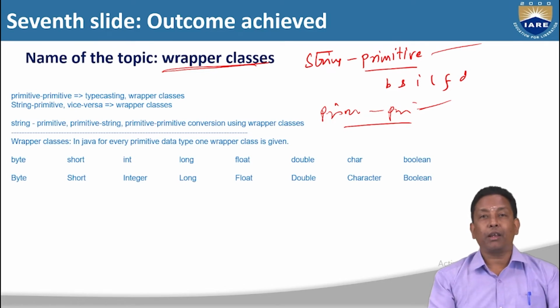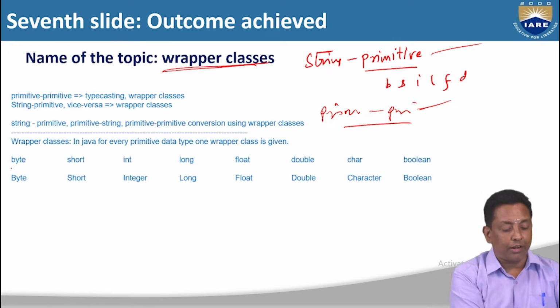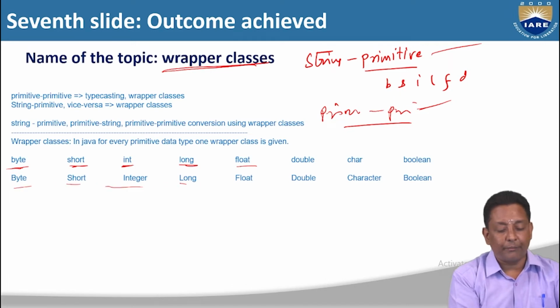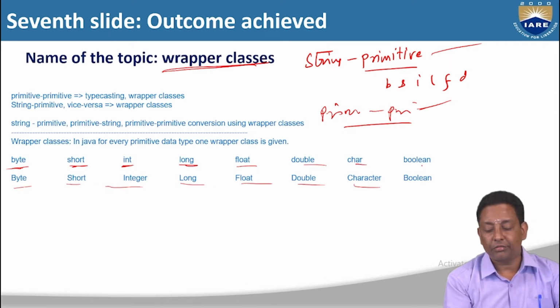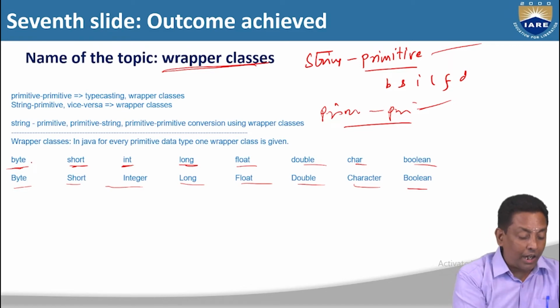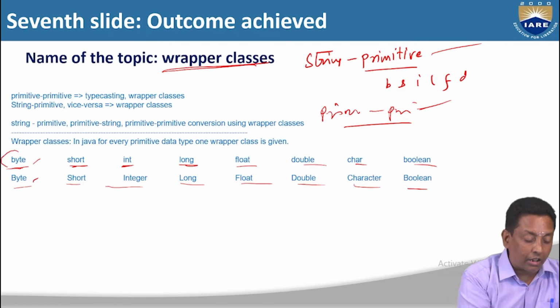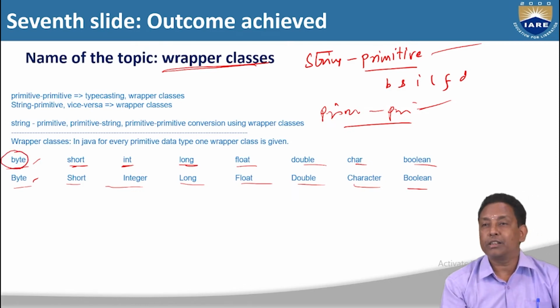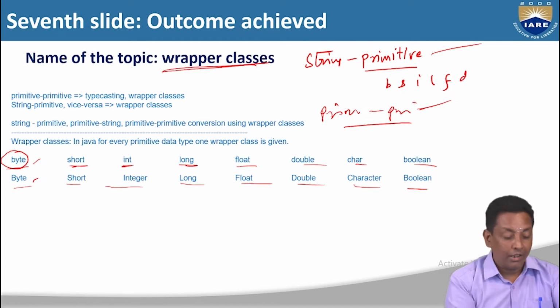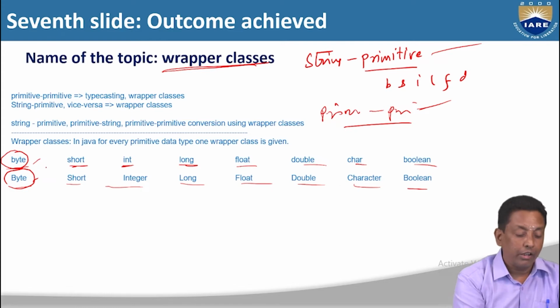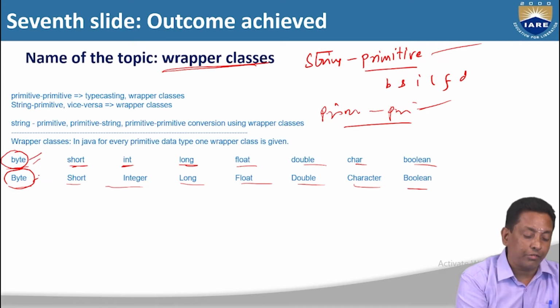So in the Java programming language, for every primitive data type, one wrapper class is given. See here, one wrapper class is given. For the byte primitive data type, the Byte wrapper class is given. The byte data type with a small letter b is a keyword as well as a primitive data type. This Byte with a capital B is a wrapper class. This is a predefined class in Java. So for every primitive data type, one wrapper class is given in Java.